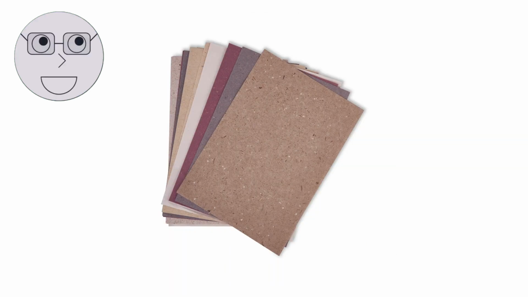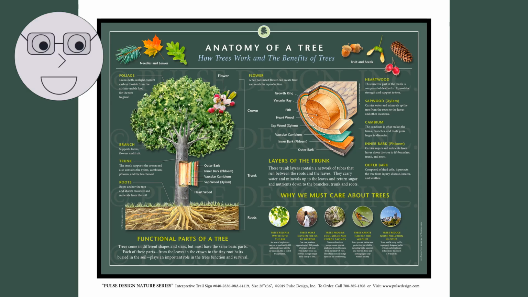Paper is made from plant fibers, primarily from trees. These fibers are processed to create a pulp, which is then pressed and dried to form paper. But what exactly are these fibers made of, and how do they form paper? A diagram of a tree, with labels for the different parts.